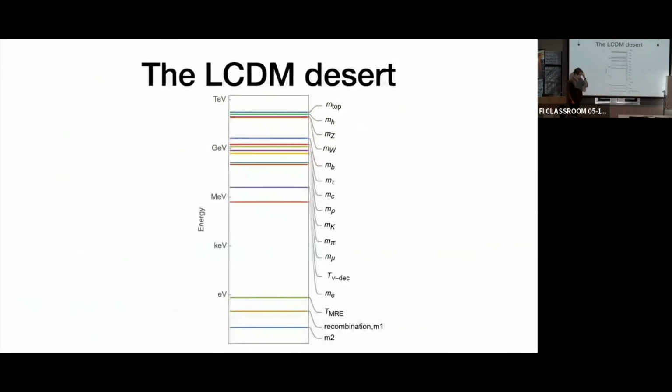So that then brings me to the title of my talk, which is the desert. And the desert I'm talking about is actually the ΛCDM desert.